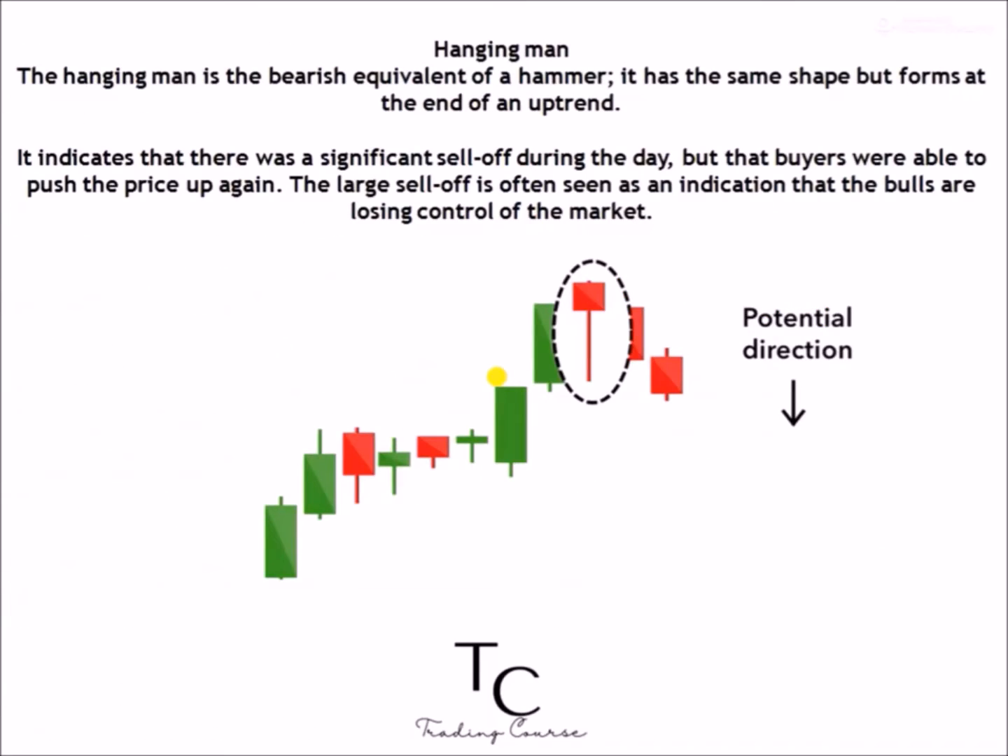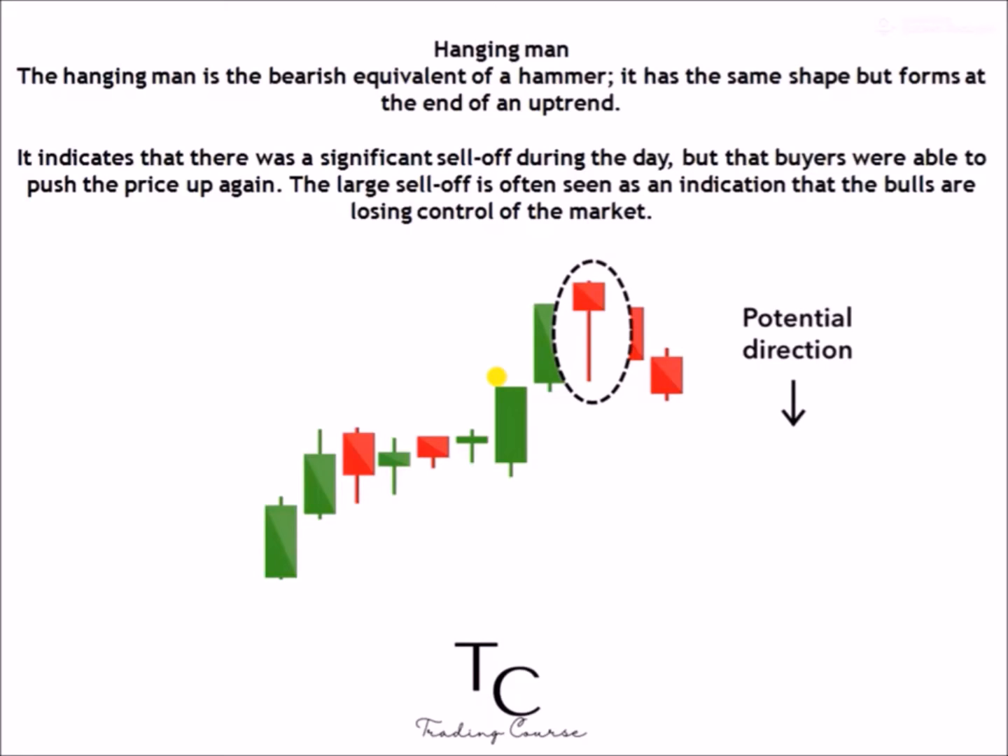Hanging man. The hanging man is the bearish equivalent of a hammer. It has the same shape but forms at the end of an uptrend. It indicates that there was a significant sell-off during the day, but that buyers were able to push the price up again.